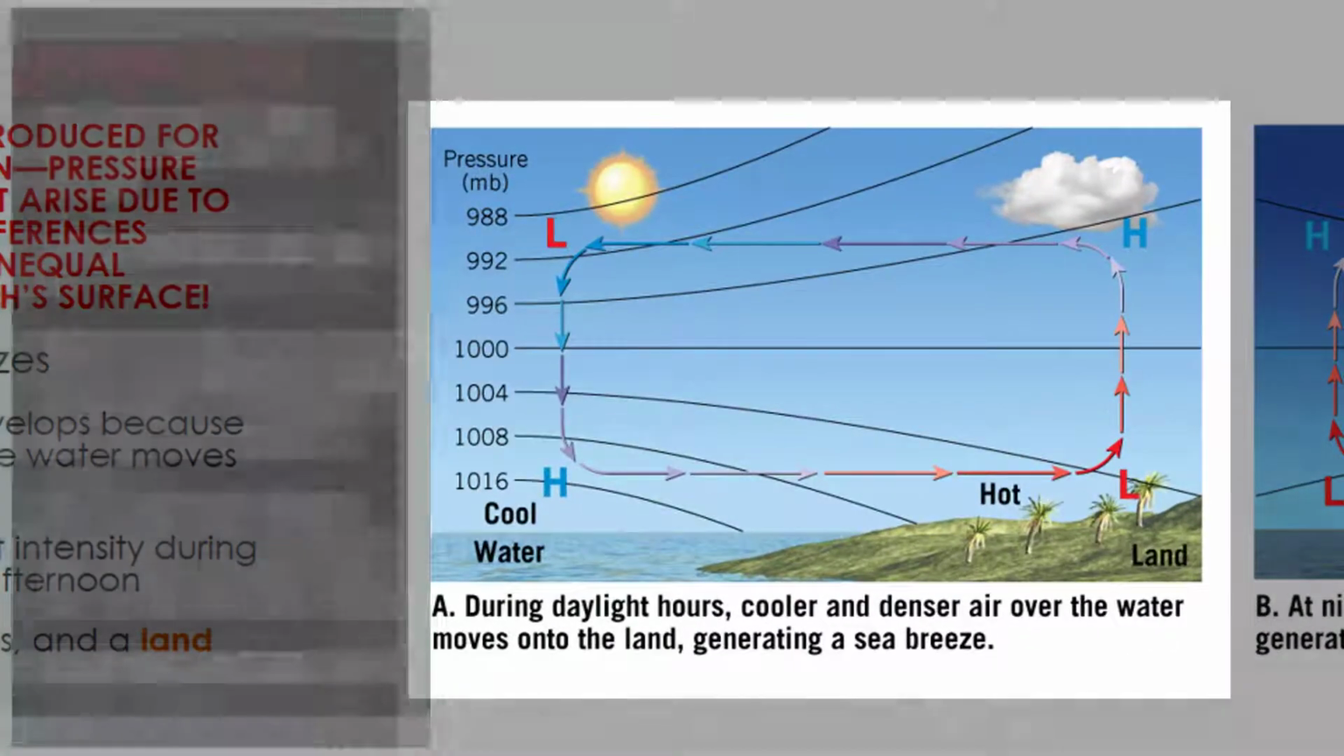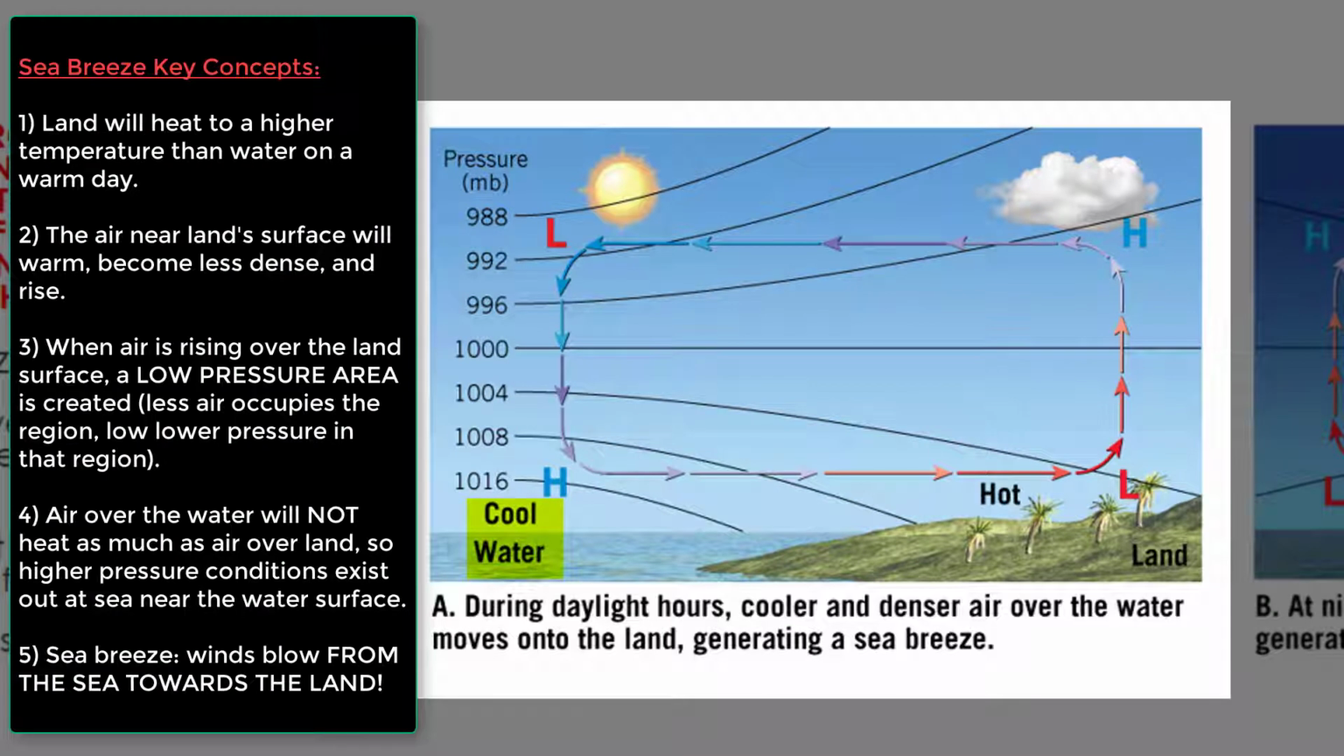Now, if we focus on the air over the cooler water, it will be in a region of high pressure because the water surface isn't heating like the land surface was. So what occurs is a sea breeze, and whenever we name winds, the name will always describe where the wind originates. So what we see in this image is a sea breeze because the wind is originating over the sea.